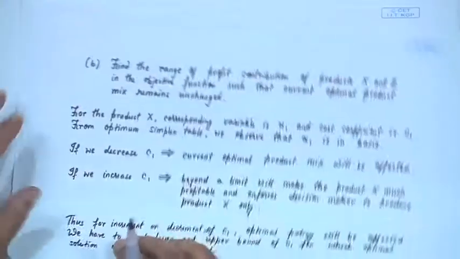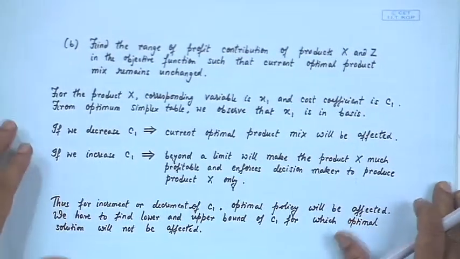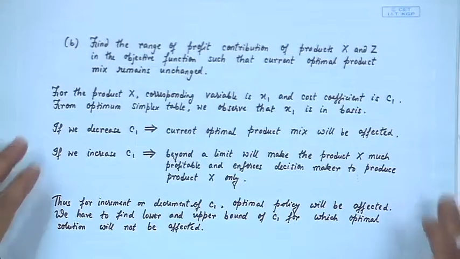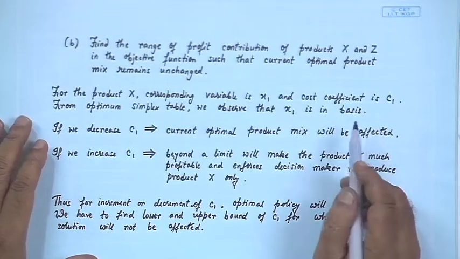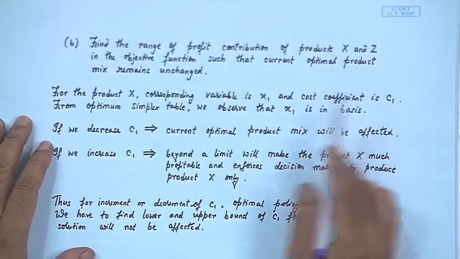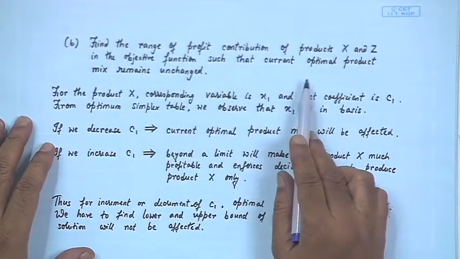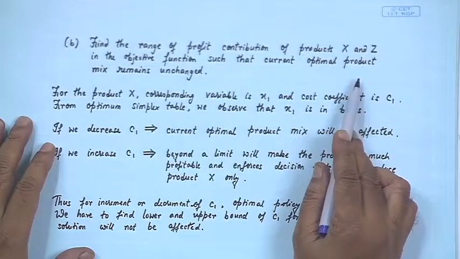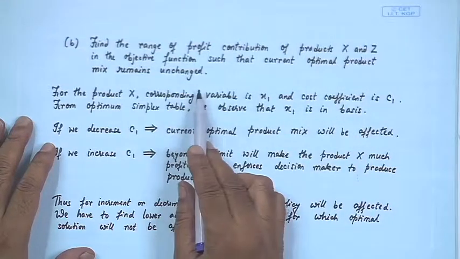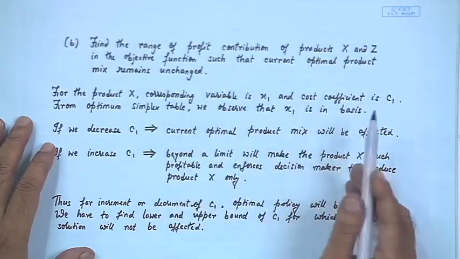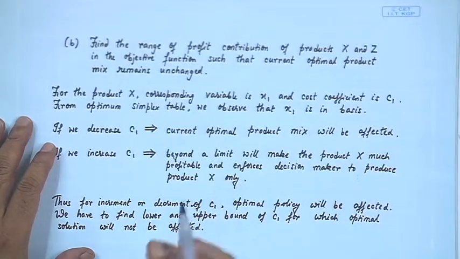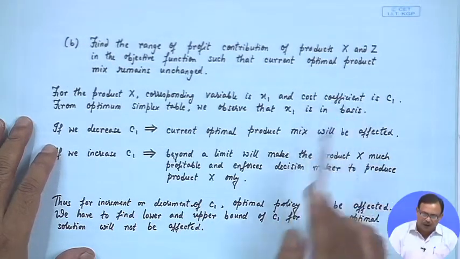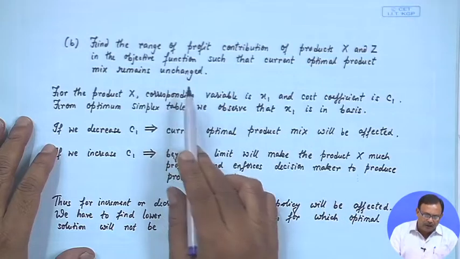Now, come to the second problem. The second problem is, find the range of profit contribution of product X and Z in the objective function such that current optimal product mix remains unchanged. That means, what range of profit contributions of X and Z, so that it remains unchanged.